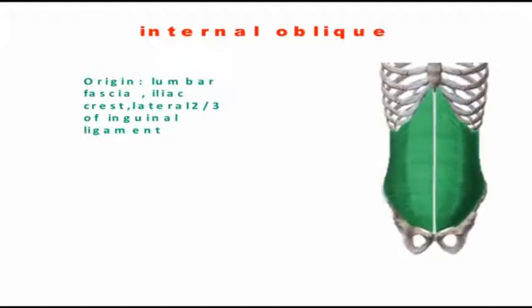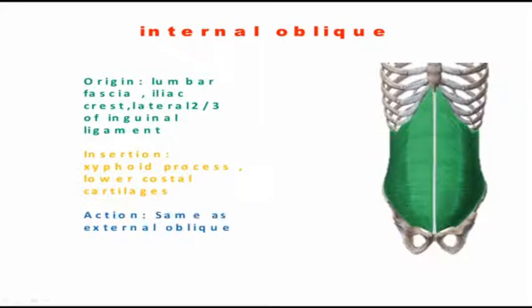Now we will talk about the internal oblique muscle. The internal oblique muscle originates from the lumbar fascia, iliac crest, and lateral 2/3 of the inguinal ligament, as you can see here. Its fibers are running upward, like you can see here. So the muscle origin is this, while the insertion is upward, because its fibers are moving upward. It is inserted into the xiphoid process and the lower costal cartilages of the ribs. It has the same action as the external oblique muscle.